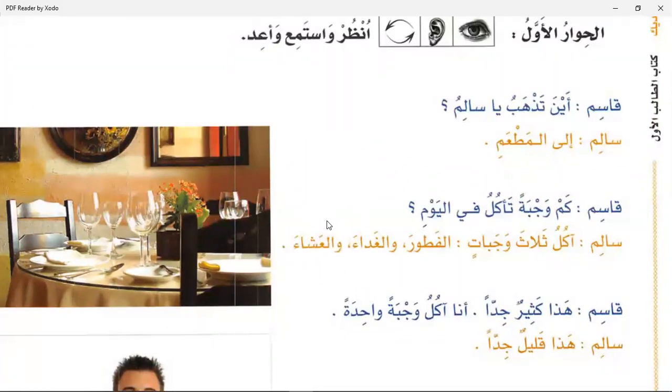Teacher, can you read it again? Okay, the student will read it. Then it will be a revision for you. Who wants to read and translate? Raise her hand. Miss Saima, you are Qasim, and Miss Satya, you are Salim. Read and translate.